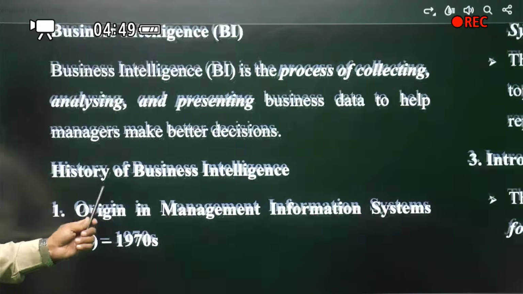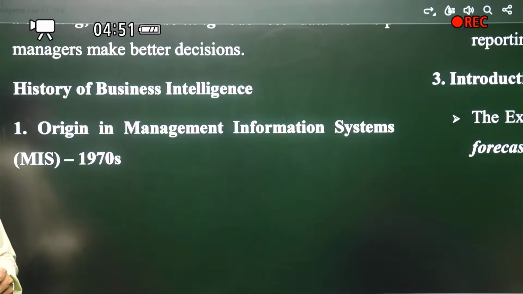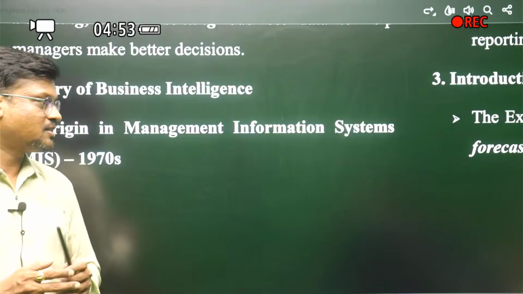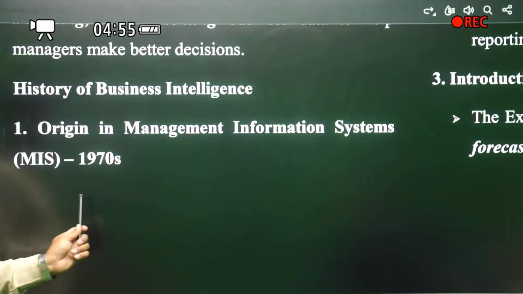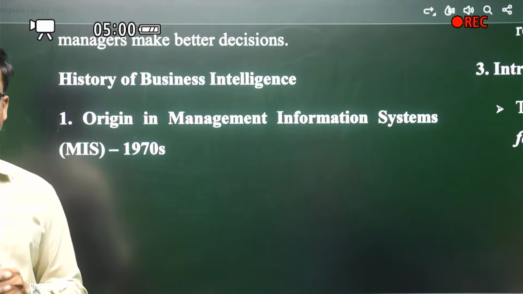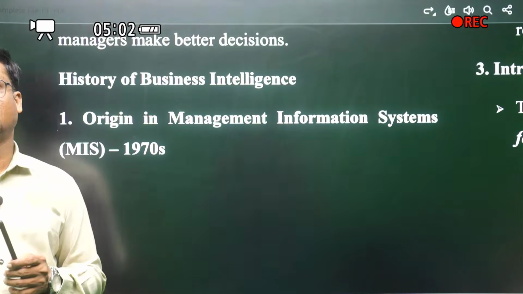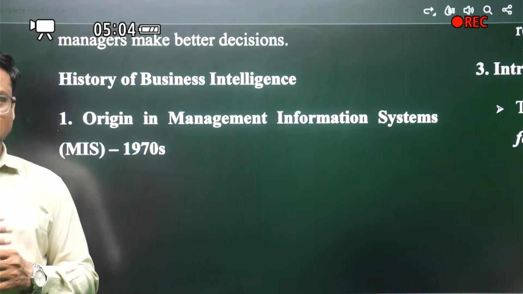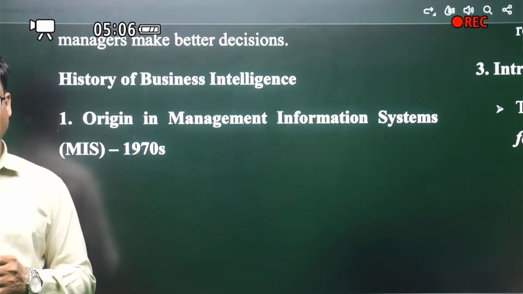Now coming to the history of business intelligence: first we started with management information systems in the 1970s. So business intelligence started as MIS and it evolved over 3+ decades till the early 2000s, around 2005.